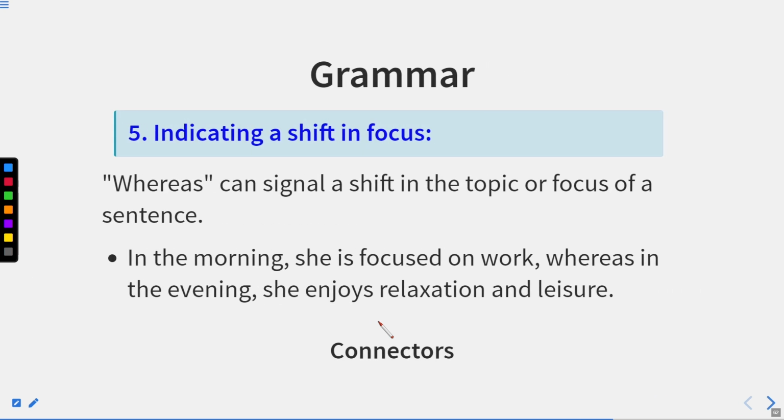indicating a shift in focus. Whereas can signal a shift in the topic or focus of a sentence. In the morning, she is focused on work, whereas in the evening, she enjoys relaxation and leisure.